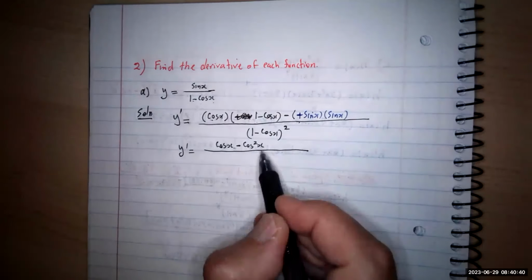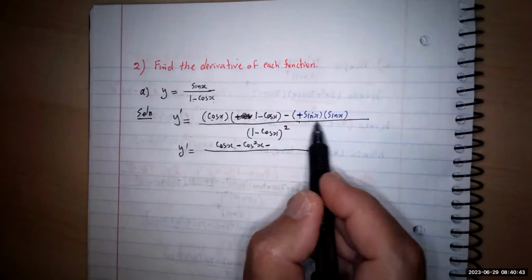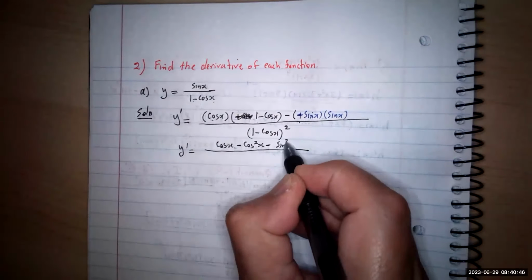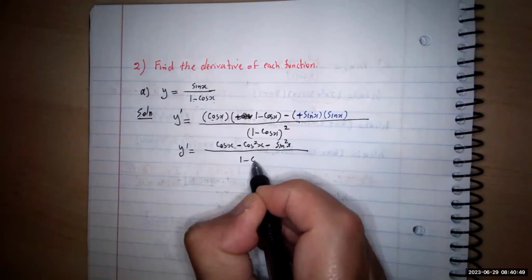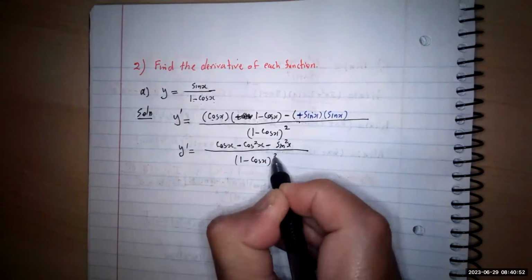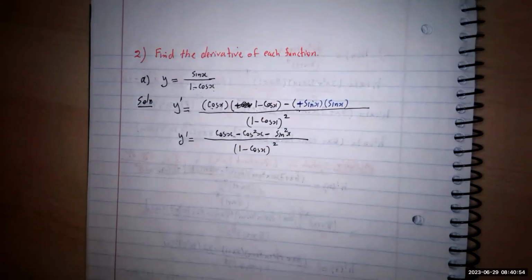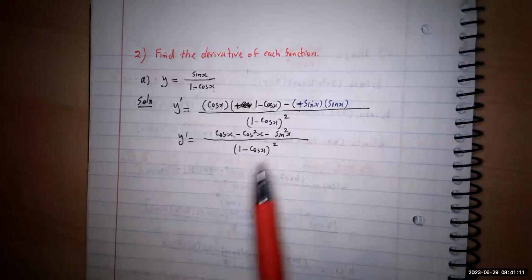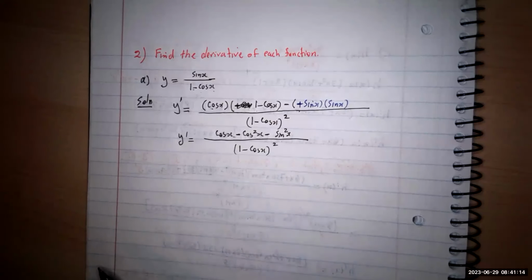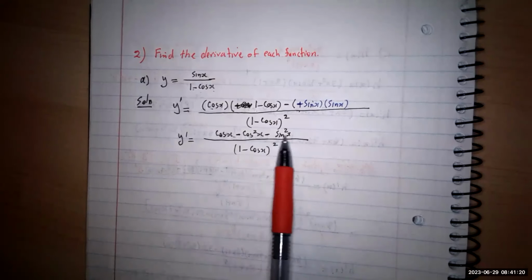We continue here, it's going to be minus. And that's going to be sine times sine, which is sine squared, over 1 minus cosine x all squared. Okay, then check to see if we can simplify it. Any suggestion? Can you simplify it? You see any familiar trigonometric identity on the top that enables you to simplify this one? On the top.